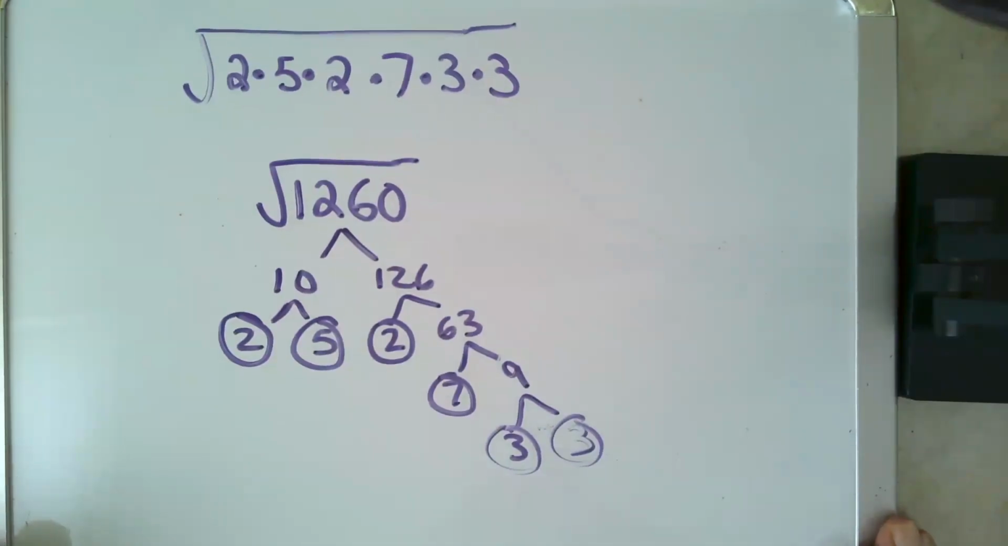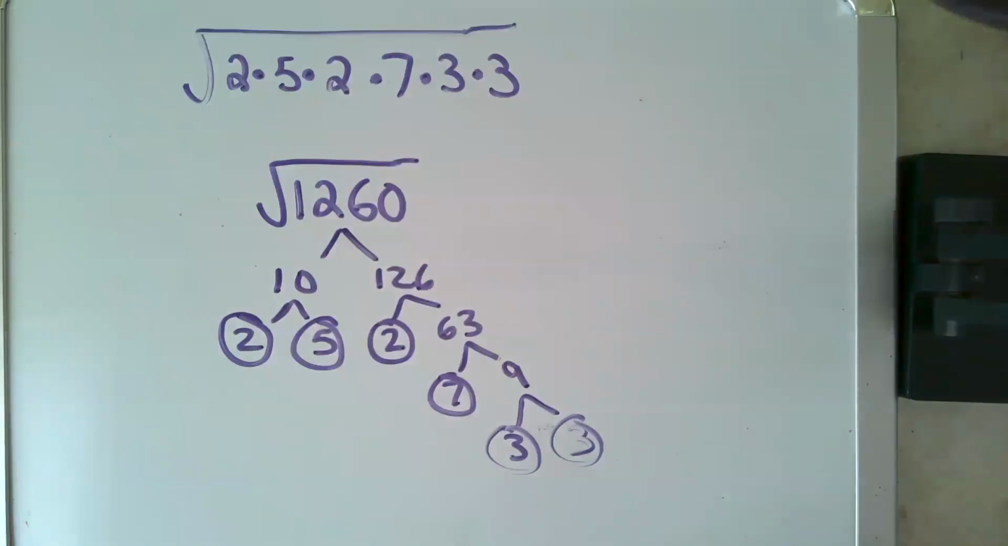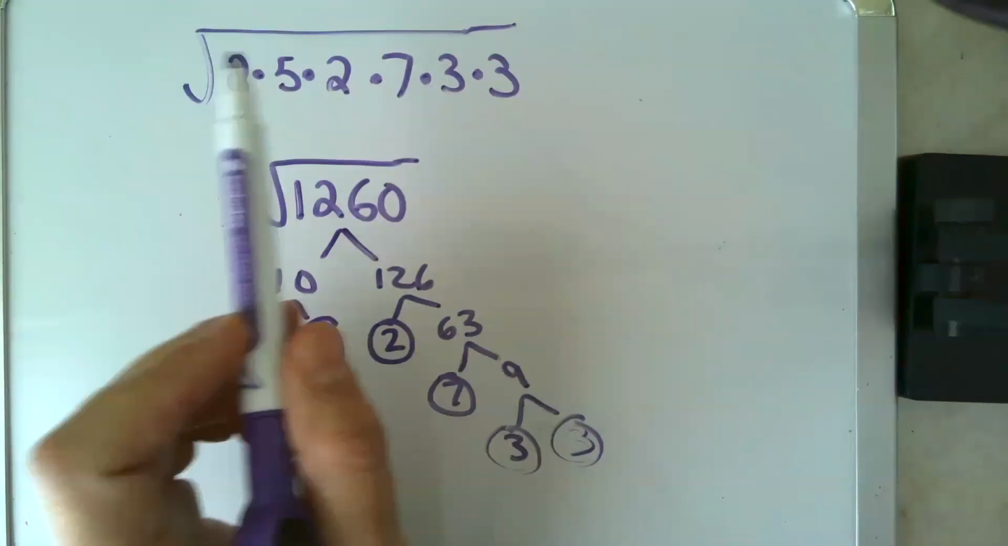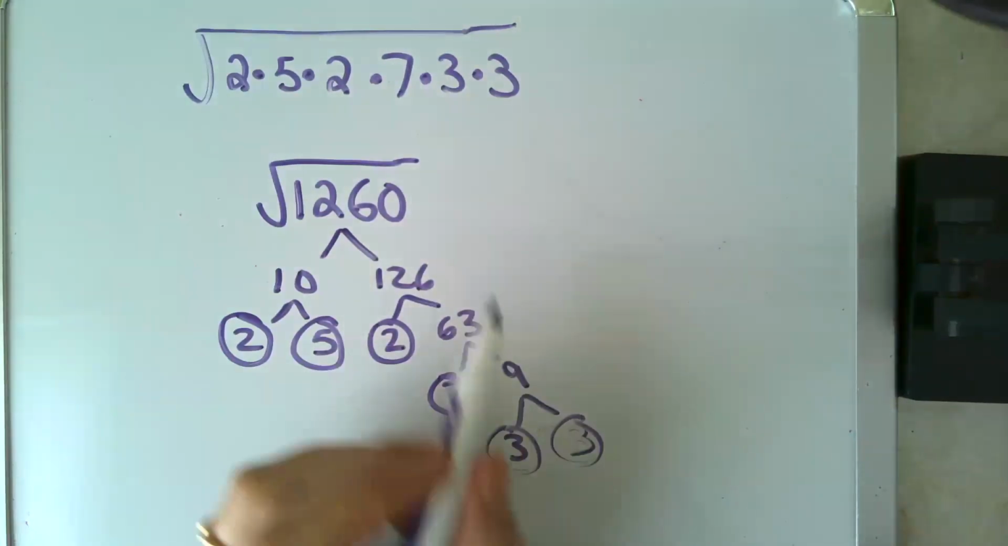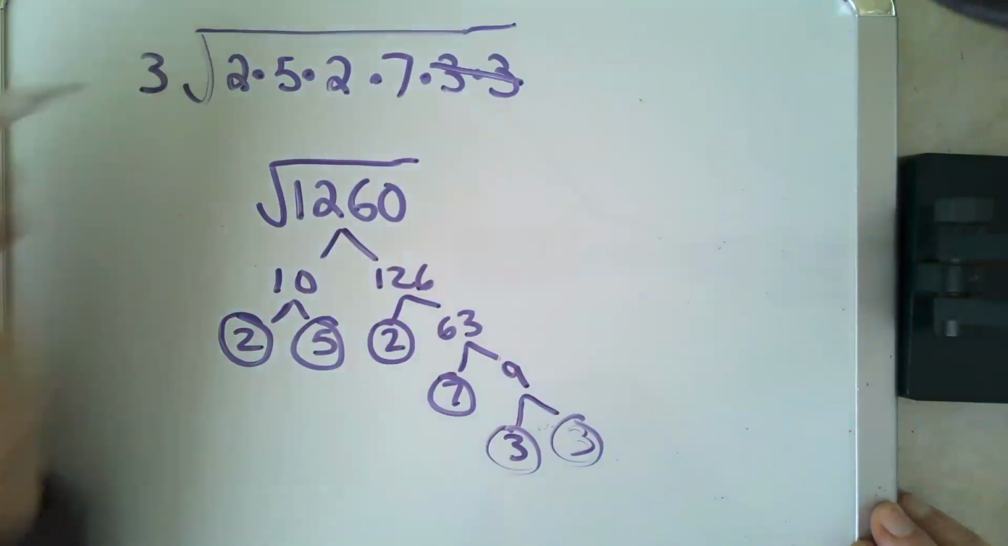And here's how the simplification works. Square root asks the question, what times itself? So anything where I have a double factor, I can remove that from under the square root, both of them, and put it outside the square root as a single factor. So for example, I see here at the end 3 times 3. Well, the square root of 3 times 3 is just 3. So I get rid of those 3's and a 3 comes out.